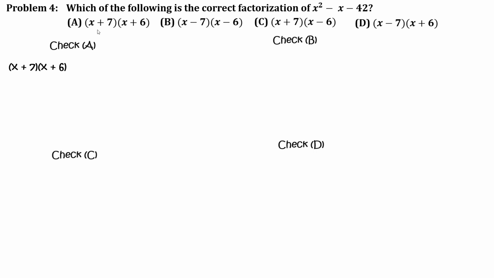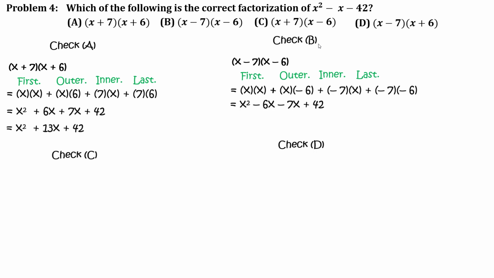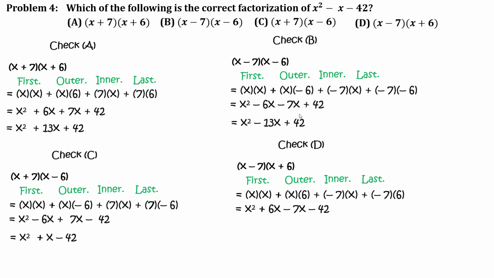To check A, I multiply x plus 7 times x plus 6 to see if I get x squared minus x minus 42. To multiply two things by two things, I'm going to use the FOIL pattern. Multiply out, I get x squared plus 13x plus 42. I'm going to do the same thing for B. Check B, x minus 7 times x minus 6. Multiply out, I get x squared minus 13x plus 42. I'm going to check C, I get x squared plus x minus 42, and D, x squared minus x minus 42.